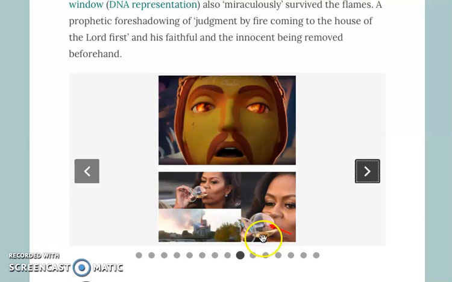And the reflection of the fire is seen in the glass of Michelle Obama. So that is one of the eyewitnesses that she was not just coincidentally present at the time, but she was an eyewitness of the event.